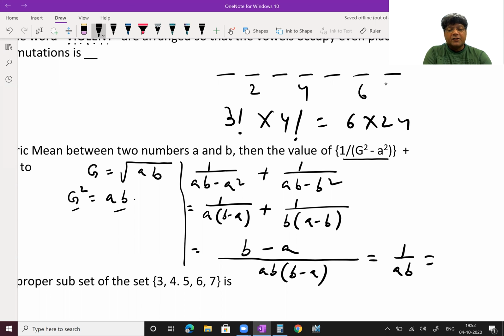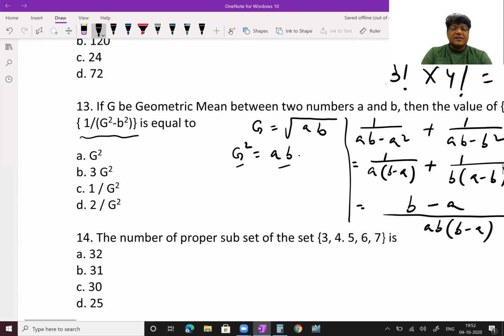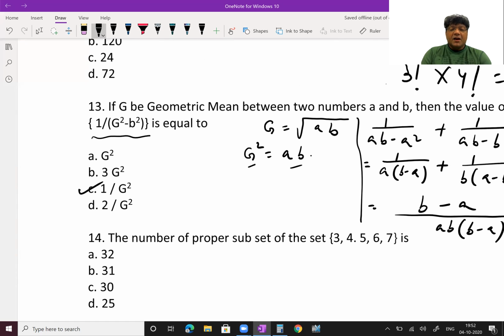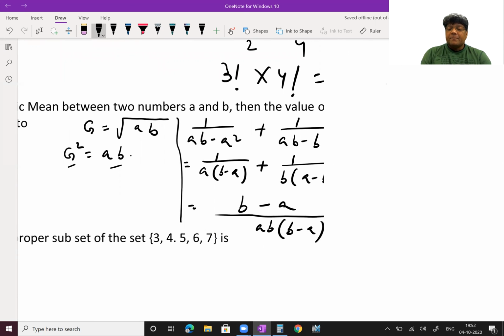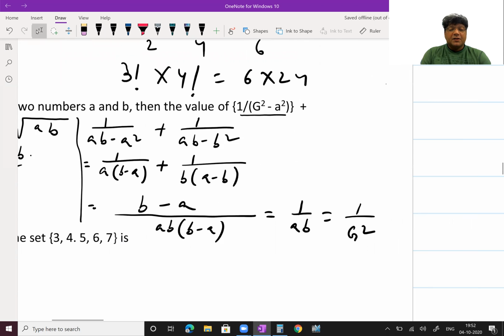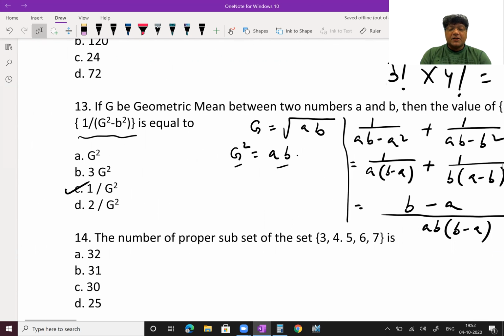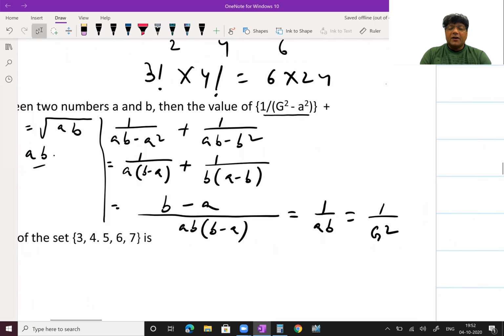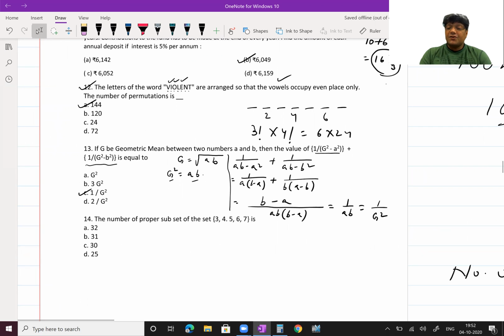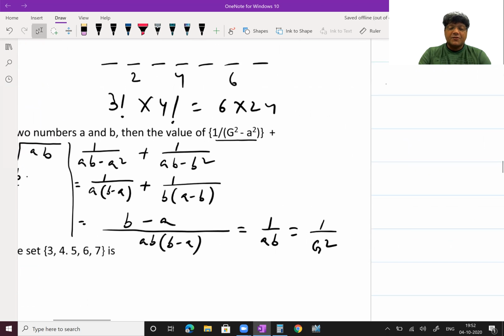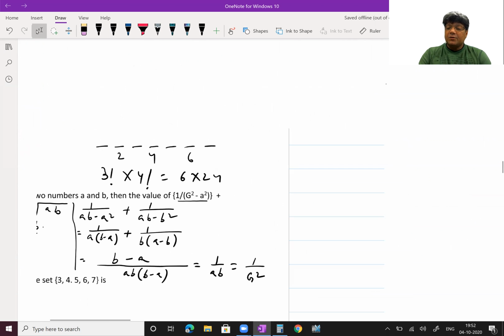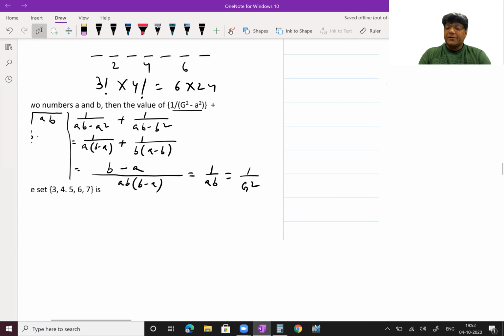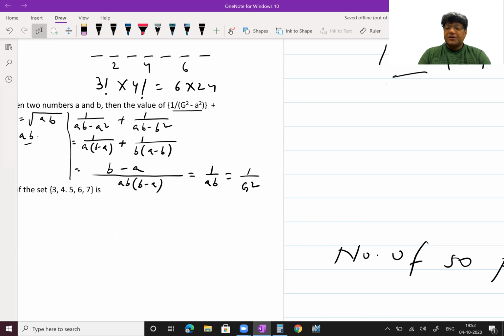And AB is G square, so it is equal to 1 by G square. So we got the answer. What is the answer? C. But guys, you can also do it by the substitution method. What is the method of substitution? Any two values you take, put them in, and check whether it is satisfying or not.